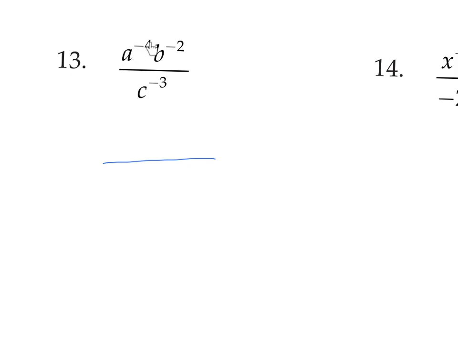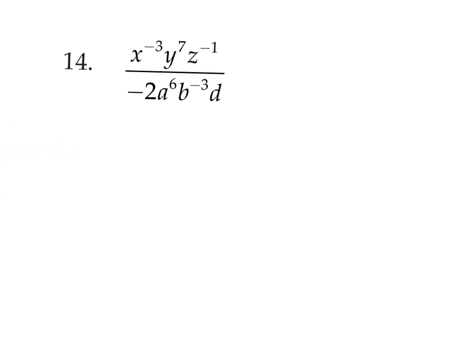So if we have an a to the negative 4 up here in the numerator, when we move it down to the denominator, the exponent goes positive. Same thing with this b. If we move it down to the denominator, the exponent will go positive. And the c, to make the exponent go positive, can move up to the numerator of the fraction. By moving a base between the numerator and the denominator, it changes the sign on the exponent.